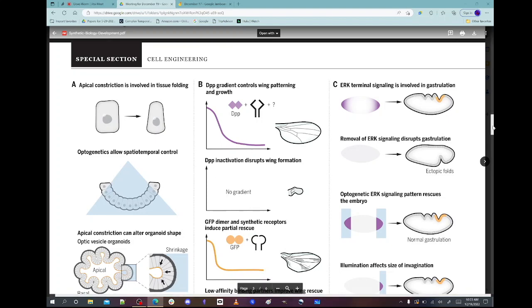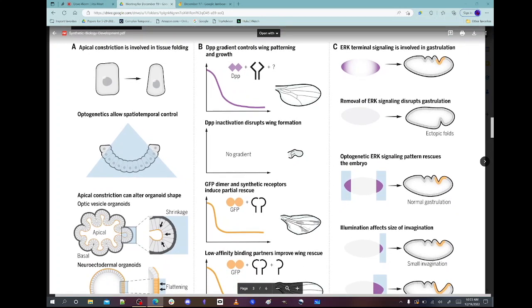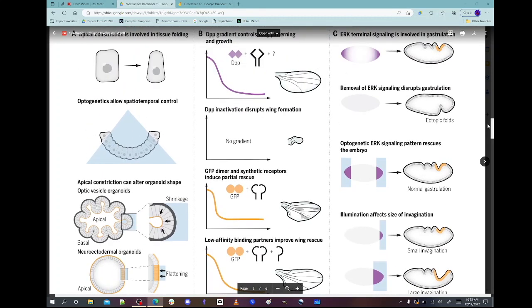You can have spatiotemporal control in some of these processes. So this is an example of optogenetics allowing you control in space and of shape and over time as well, because you do this at a certain point in development. So if you're engineering a developmental model, you want to do these things at a certain time. It's not that you just want to do these things whenever. When you're constructing a phenotype, you want to do these things in a certain order.